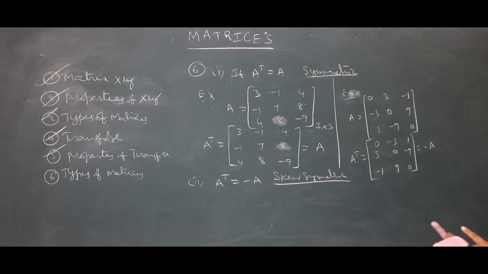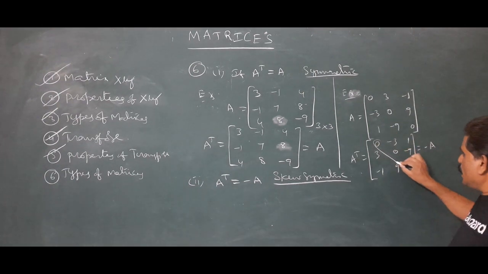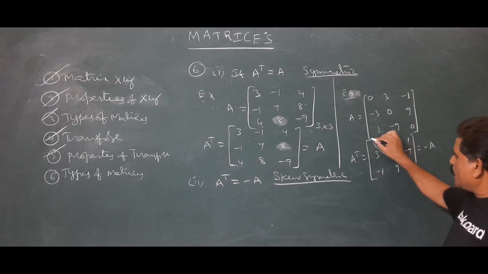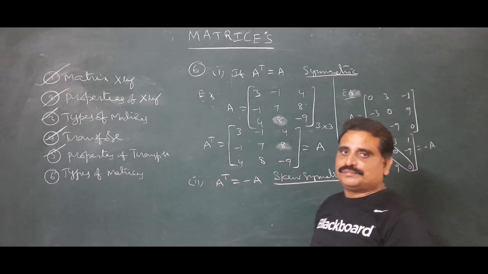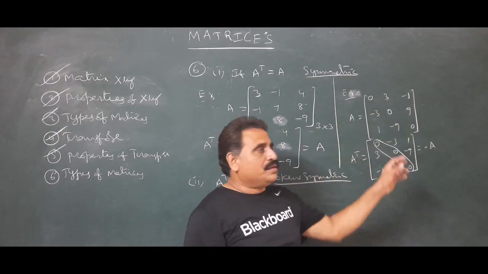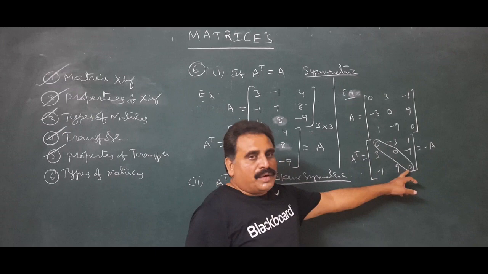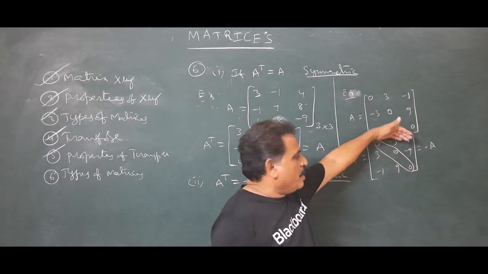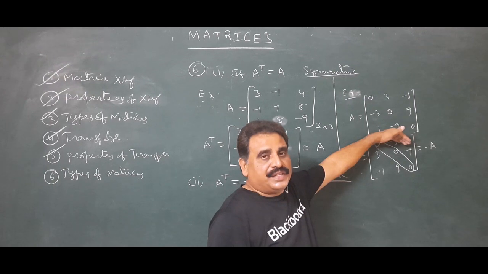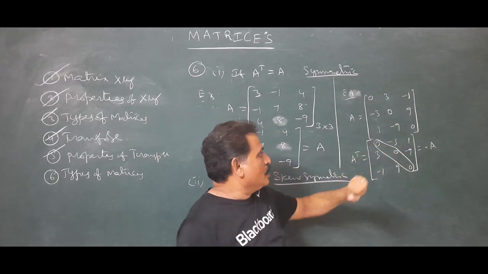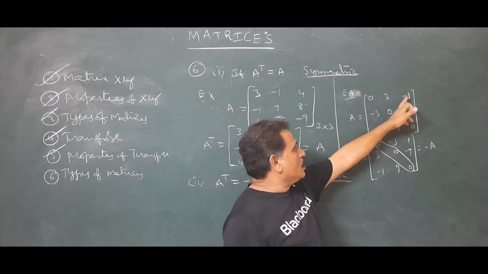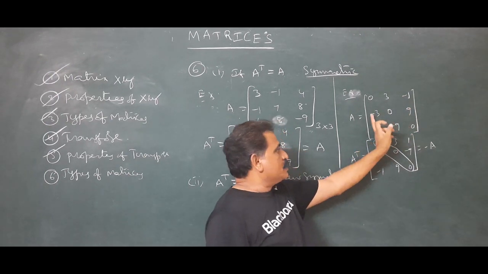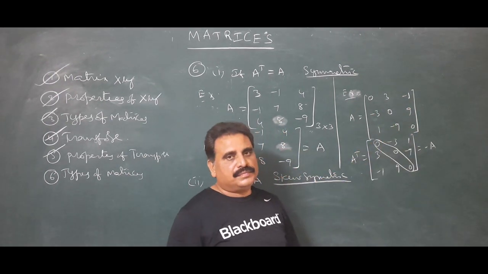Just observe that matrix. The diagonal elements in a skew symmetric matrix, all the elements are zeros. All the diagonal elements of a skew symmetric matrix are zeros. And the above elements change sign below. Look here: 3, minus 1, 9; minus 3, 1, minus 9.